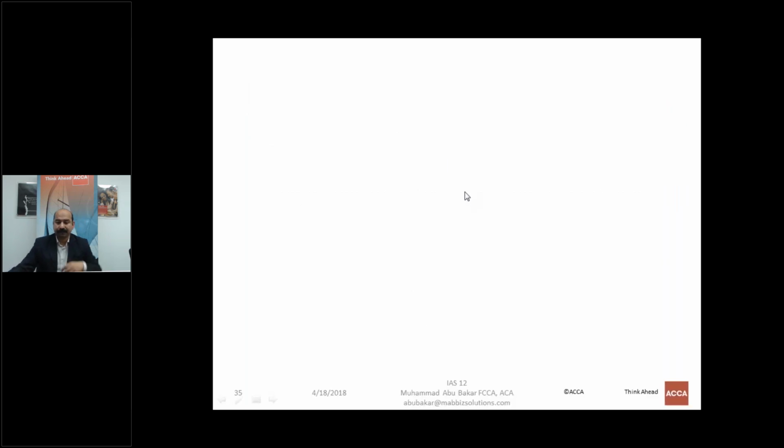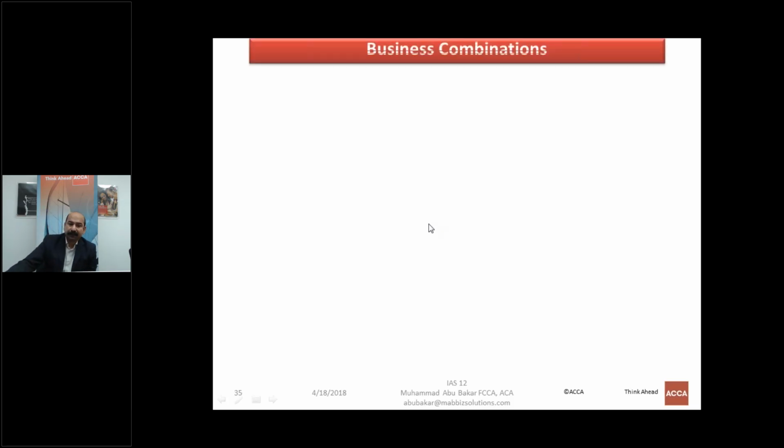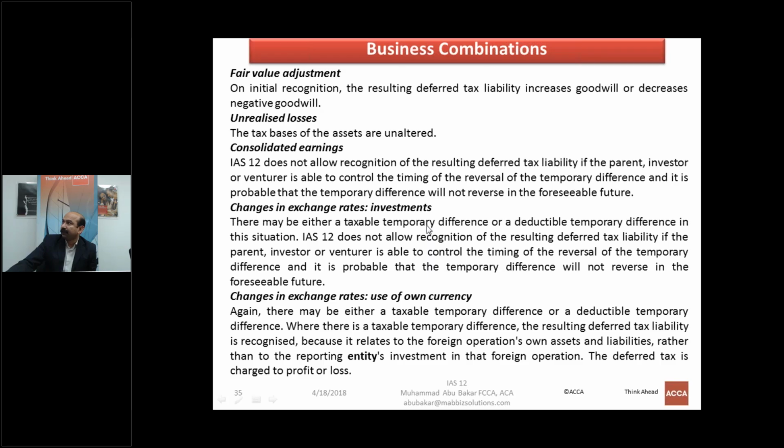Then other situations are the same: fair value adjustments, unrealized losses, then consolidated earnings, changes in exchange. This is only a repetition of the earlier material.